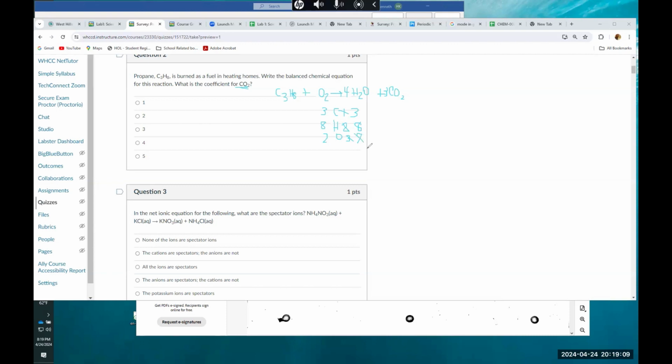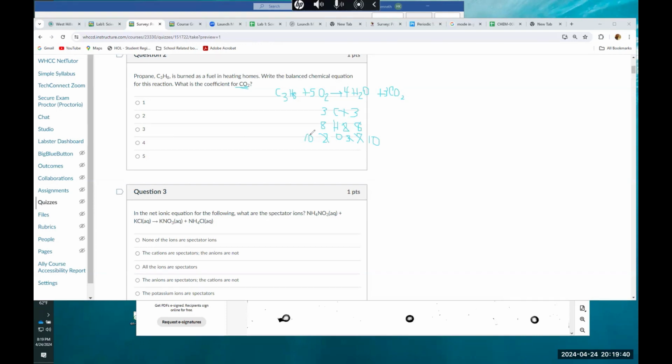Now the oxygens. Wait, let me do that again. 3 times 2 is 6, plus 4 times 1 is 10. So we got a total of 10 oxygens. Now we need to put a 5 in front of the O2 on the left. Oh, yeah, and that's 10. See, y'all were just expecting it to be really hard and making it harder than it was. It's a lot simpler.